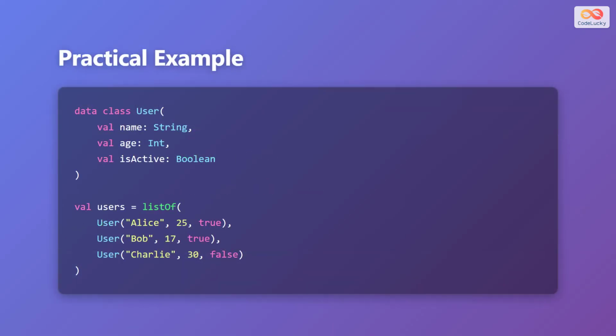Let's look at a practical example with a user data class. Each user has a name, age, and isActive property. We create a list of 3 users: Alice, who is 25 and active, Bob, who is 17 and active, and Charlie, who is 30 but not active. This setup will help us demonstrate how predicates work with real-world objects.